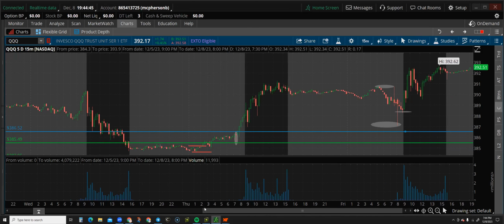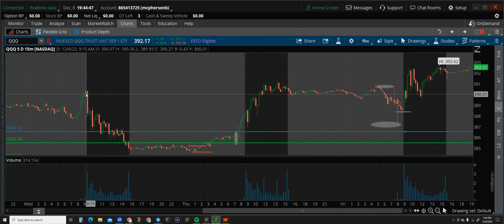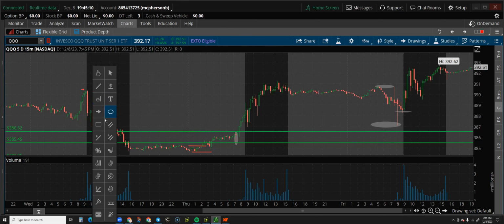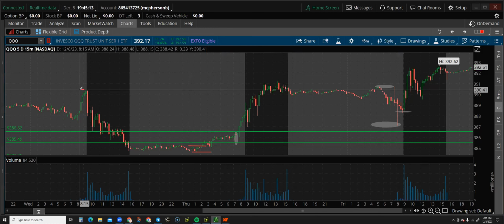See this right here? See that last up bar before you had this aggressive selling going down? That's your supply zone. The last bar that went up before the sellers stepped in and took it back down became your supply zone.